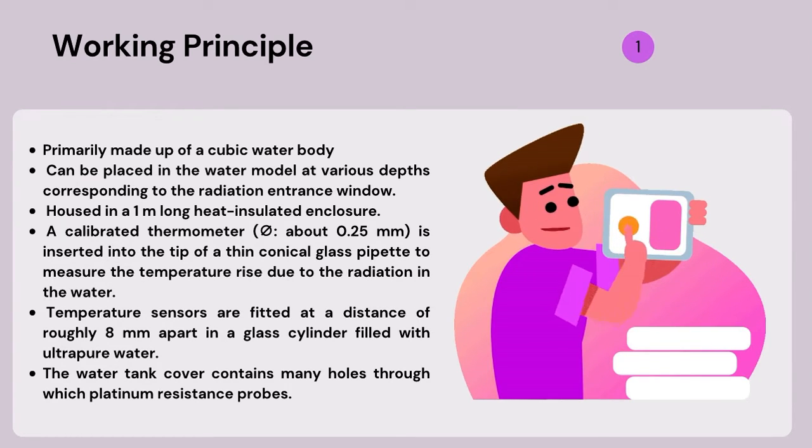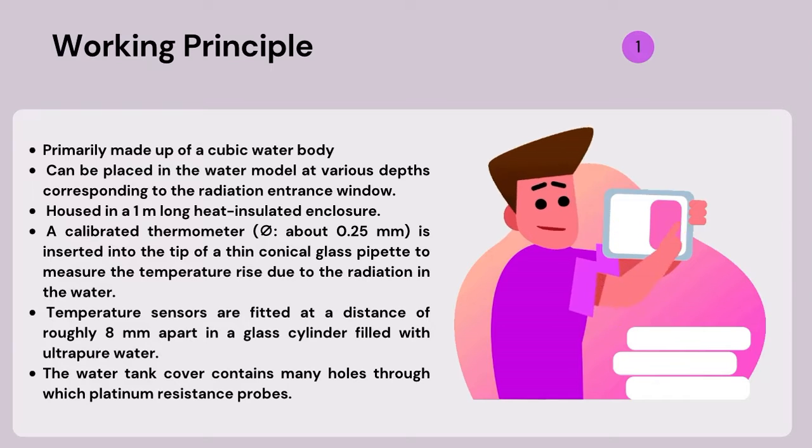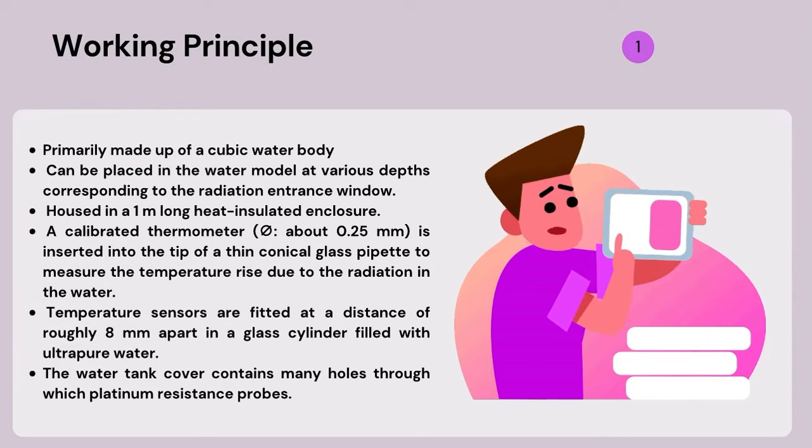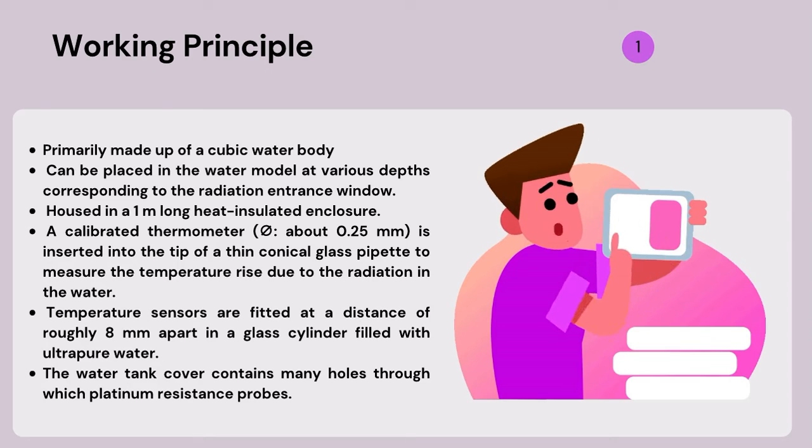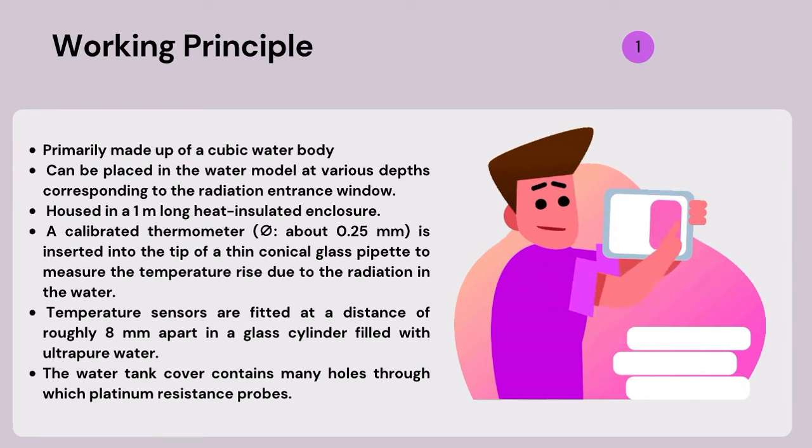A calibrated thermometer with a diameter of about 0.25 millimeters is inserted into the tip of a thin conical glass pipette to measure the temperature rise due to the radiation in the water, which is roughly 0.24 millikelvin per gray. The total length of the pipette is around 110 millimeters, with a minimum diameter of 0.5 millimeters.